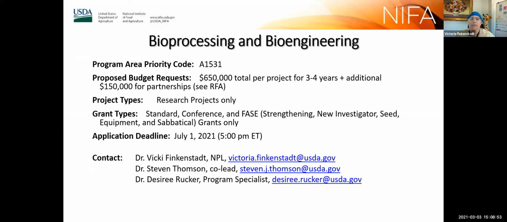A1531 is Bioprocessing and Bioengineering, and it seeks proposals that improve existing production processes and engineer solutions for the sustainability and profitability of food and agriculture. Similar to the other programs, we are accepting the standard grant types, the conference grants, and strengthening grants, including the new investigators and the postdoc and pre-doc. Once again, it's $650,000 per project for a total of 3 to 4 years. And this program is eligible for additional funding for partnerships of $150,000.